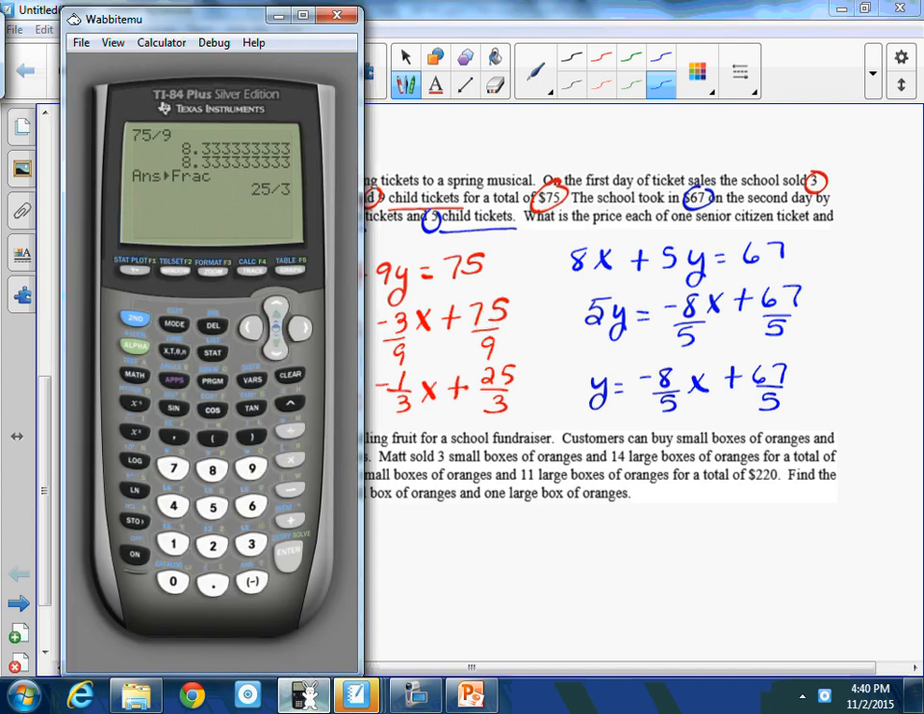Let me see if it's a terminating decimal. 67 divided by 5. That's a terminating decimal, and I know that because my float is on float, it's not rounding. So I can keep that terminating decimal. Terminating decimals are okay, repeating are not. So that would be 13.4.